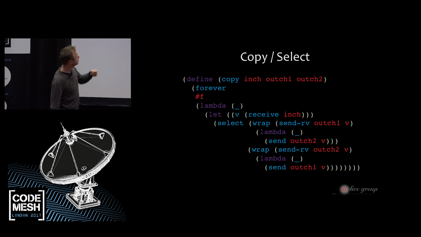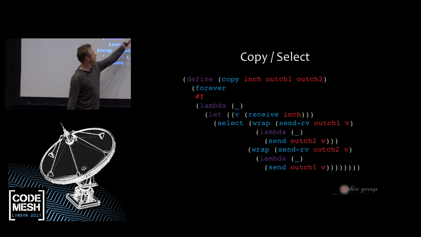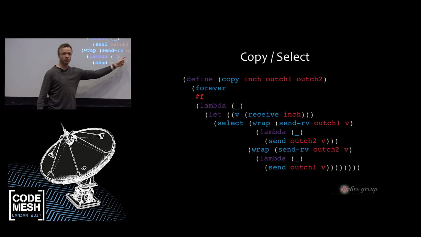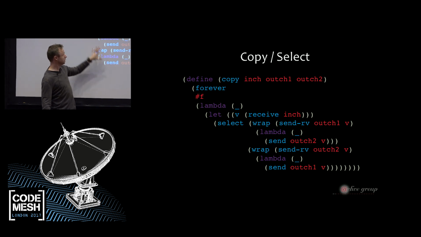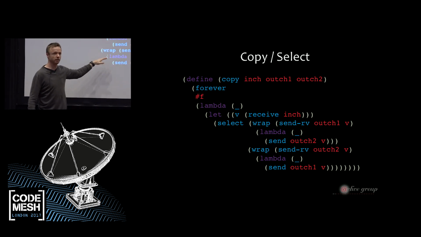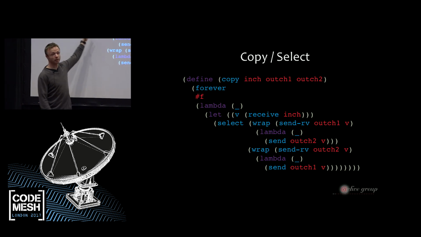So you can use this for a version of copy that uses select with Concurrent ML. And here's how that works: you make rendezvous for sends on out channel 1 and out channel 2, right? And then you use wraps on each of those individually to then do the send on the other channel respectively, right? And then you do a select around that.